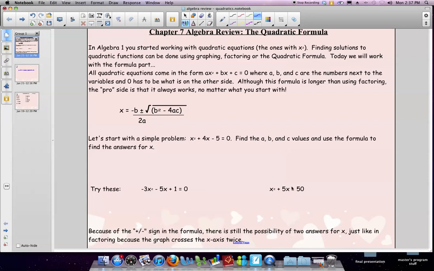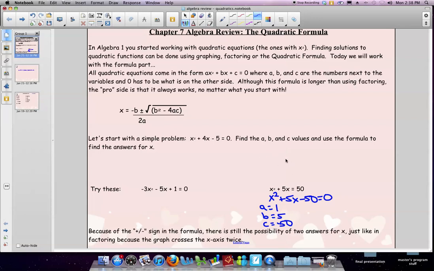My last one. Notice this one is not set equal to 0, so the first thing I have to do is subtract my 50 over, so it becomes x squared plus 5x minus 50 equals 0. So my A value is 1, my B value is 5, and my C value would be negative 50.